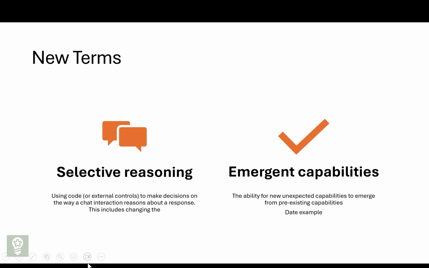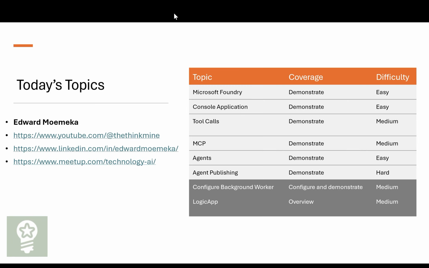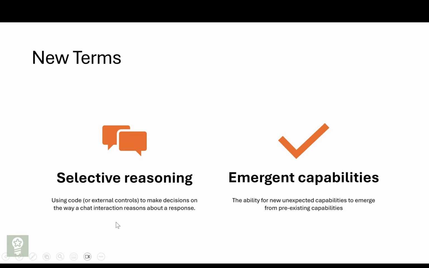The principal themes driving the entirety of the demonstrations that I'm going to be showcasing today are based on two new terms, and these are not industry terms. They're just terms that I use to conceptually encapsulate a set of features and a way of doing things into two critical pieces as it relates to AI. The first is selective reasoning. The second is emergent capabilities.